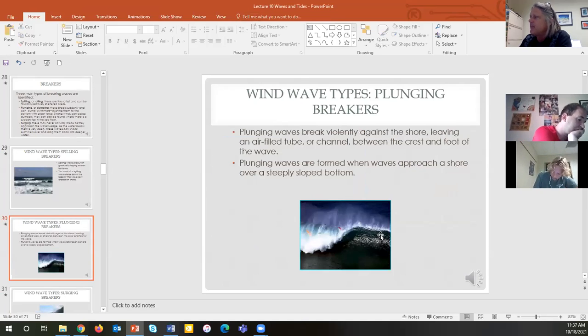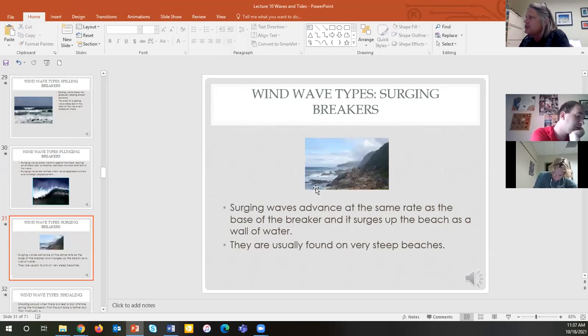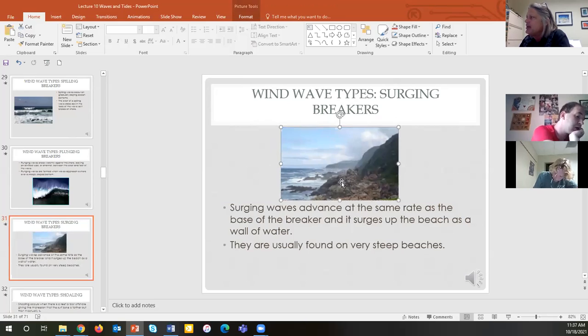The plunging are much larger waves. You can see these are real surfboards. We don't really get plunging breakers here. We get more of the spilling type that just roll over and then they ebb nice in. The largest are the surging breakers, and they happen on rocky coastlines. Notice there's no sand, it's all been eroded away. So all you have is rocks because the breakers come in so hard.